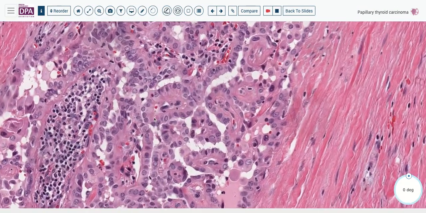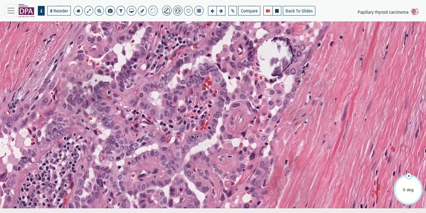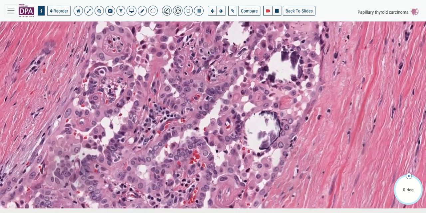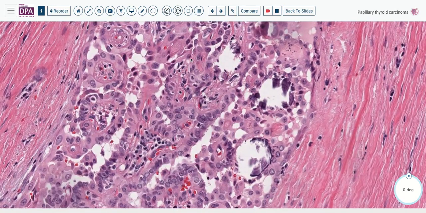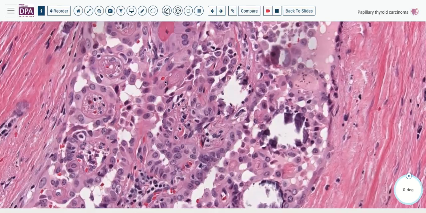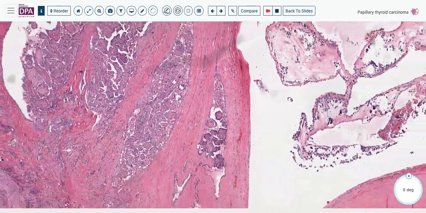Again, the nuclear features, atypia, nucleoli, not as much clearing in this case, but here's a little nuclear pseudo-inclusion. Here's a psammoma body that's calcified, another one here. So again, this fits nicely with enough criteria to call this papillary carcinoma.